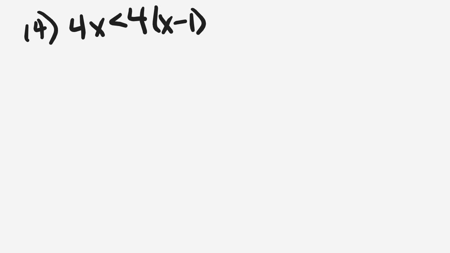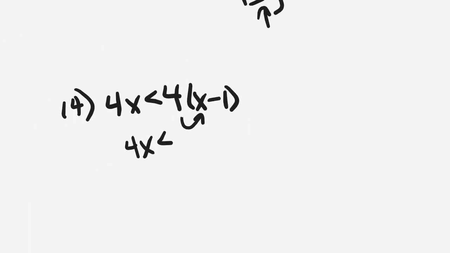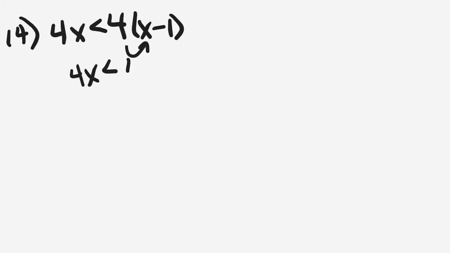All right, let's move on to number 14. So let's see, 14 is 4x less than 4 times (x minus 1). All right, once again, parentheses, I don't like them. So we're going to distribute. So we have 4x less than, so 4 times x is, whoa, okay, saucy computer, is going to be 4x. Anyway, all right, so 4 times negative 1 is going to be a negative 4.